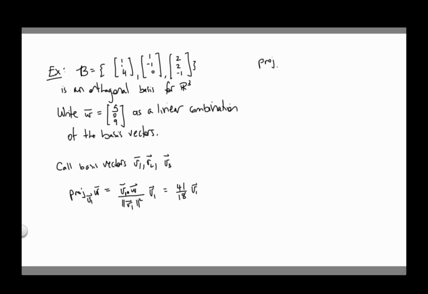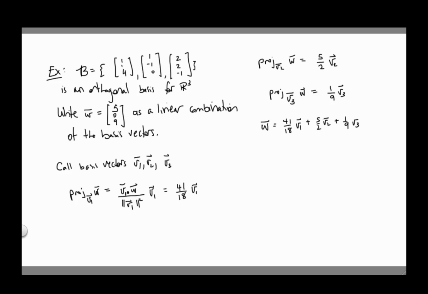Let's do the same thing for the other two. So projection onto V2 of W. Calculate the dot product of W with V2, it's 5. Divide by the length squared of V2, that's 2, and that's times V2. Okay, and then similarly, projection onto V3 of W, we'll take our dot product, that looks like 1. Length squared of V3, 9, and that's multiplied by V3. So here we've got our linear combination. W is going to be 41 over 18 times V1 plus 5 halves V2 plus 1/9 of V3.